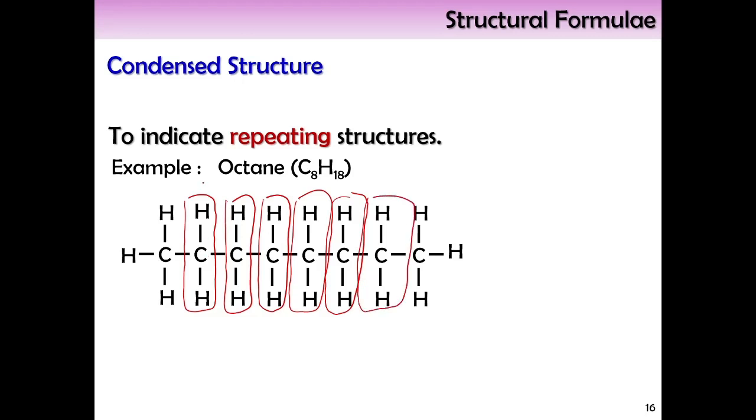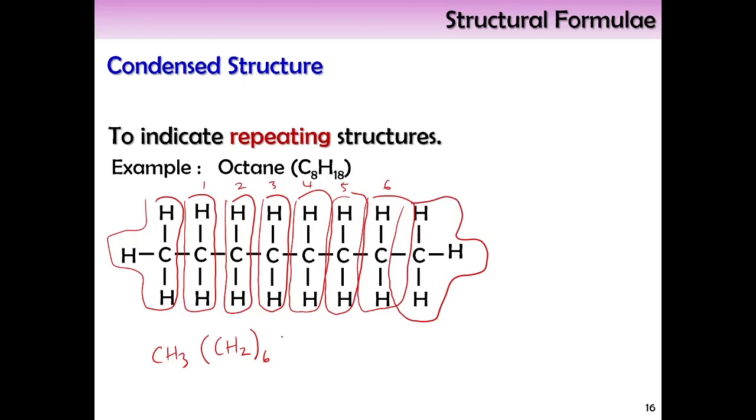Okay, so this one is repeated 1 2 3 4 5 6. Okay, CH2 is being repeated 6 times. So you can actually group this one for condensed structure: CH3, then write down CH2 6, and one more is this one, CH3. Okay, this one we know that CH2 is being repeated 6 times.